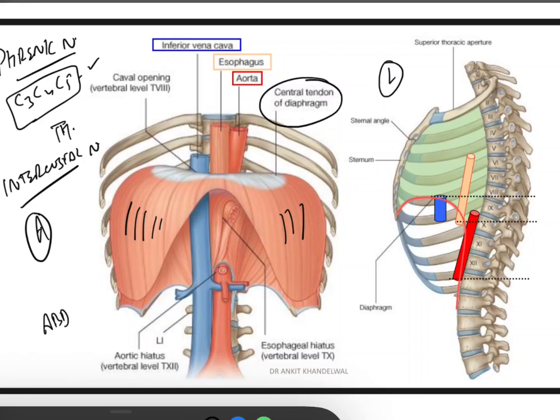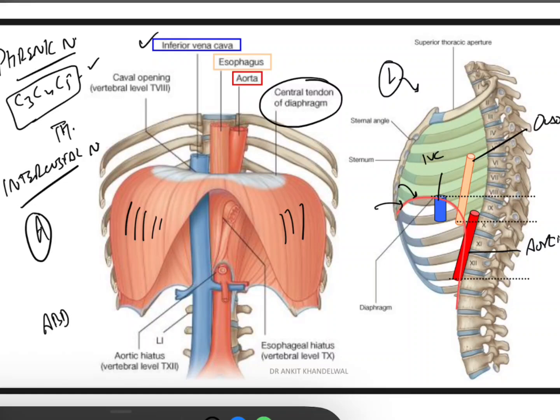So this is the overview. If you look at the lateral part, this is the left lateral view. The red bold line represents the diaphragm, and here you can see the umbrella shape, as I already told. There are three major openings. The blue one is the IVC opening, which you can also see in the anterior view. The brownish one is the esophagus, and the red one obviously is the aortic opening.